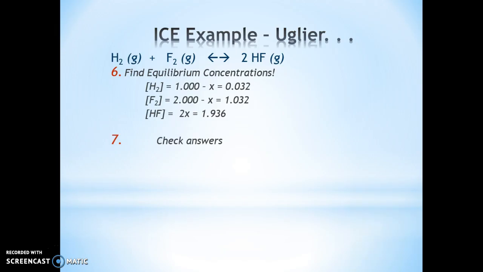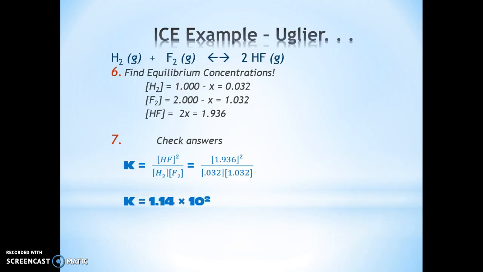Now, we always have a double check here. We want to check answers by putting it back in the equilibrium expression and making sure that we actually get the constant that we said we were supposed to have. So here we go. Putting it back in the equilibrium expression, this is what we get. And you can see when we solve, we get 1.14 times 10 to the second, which is really close to 1.15 times 10 to the second. So for all intents and purposes, that's a good thing.